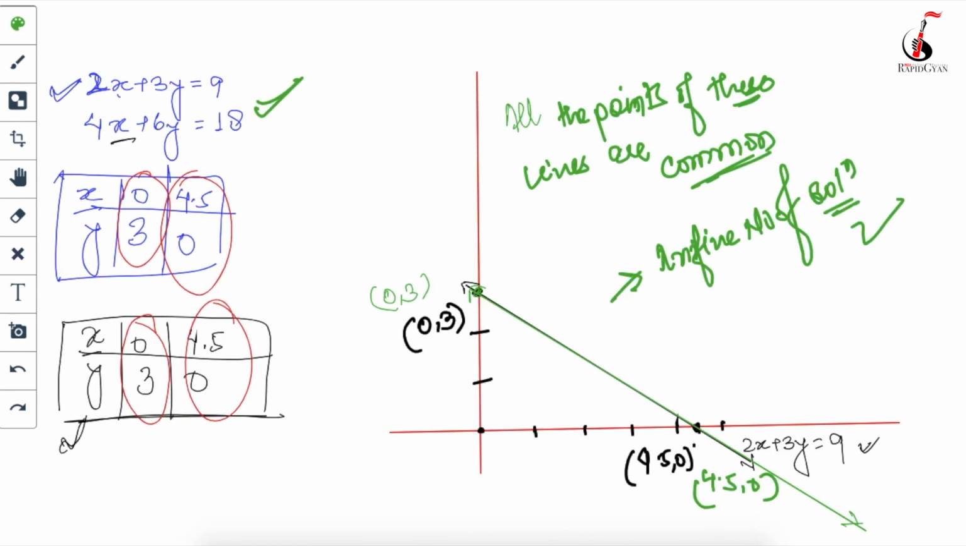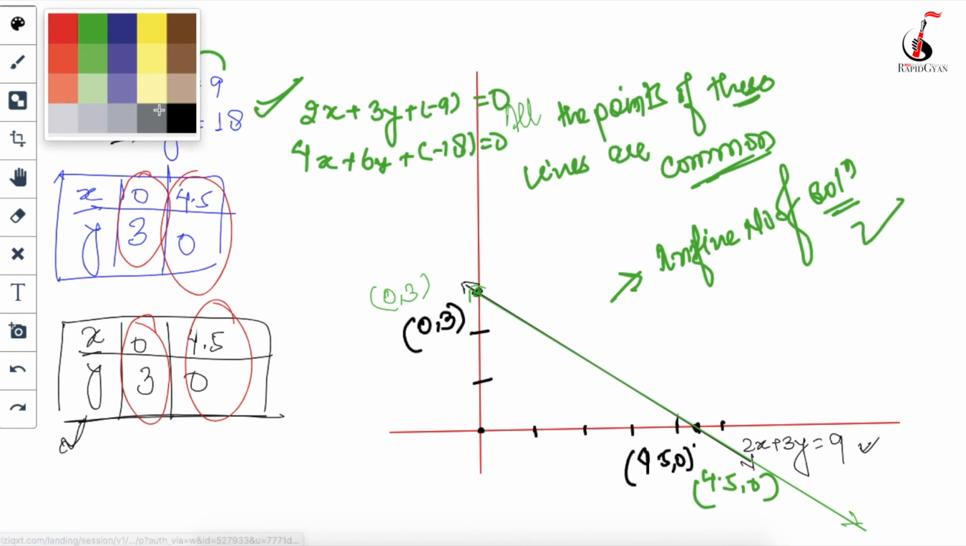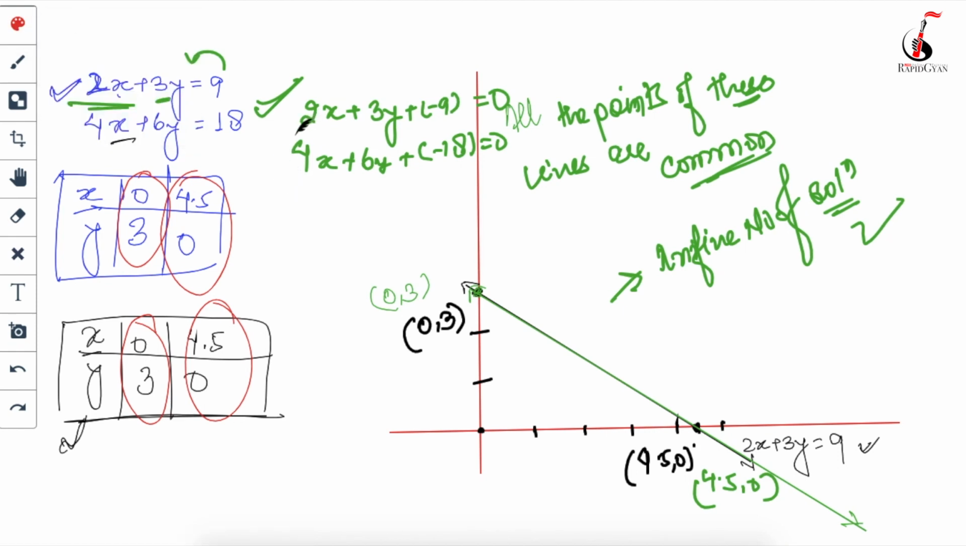Now come to this question. First let's convert this question into that form. So 2x plus 3y, I can write it like this: a1x plus b1y plus c1. This 9 will go to this side, so it will become minus 9. And in this case the other becomes 4x plus 6y plus minus 18, both equal to 0, correct? Now find a1 upon a2, which is 2 upon 4, which if I simplify, I will get 1 upon 2.